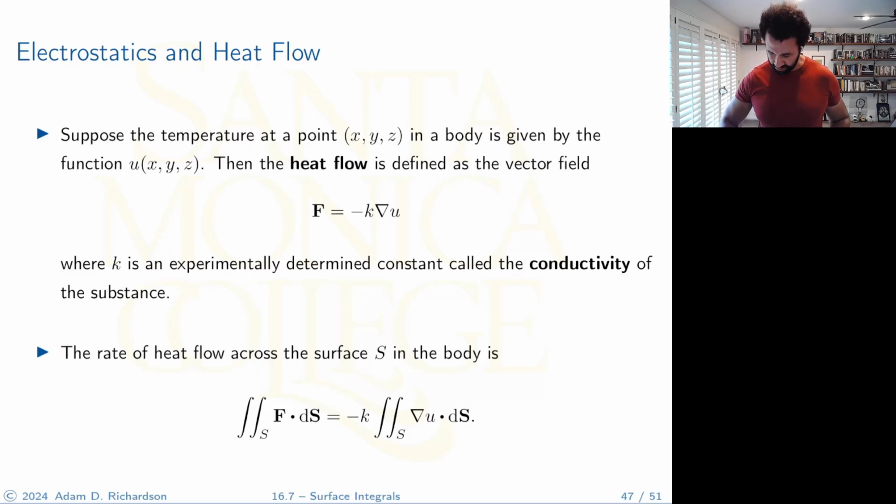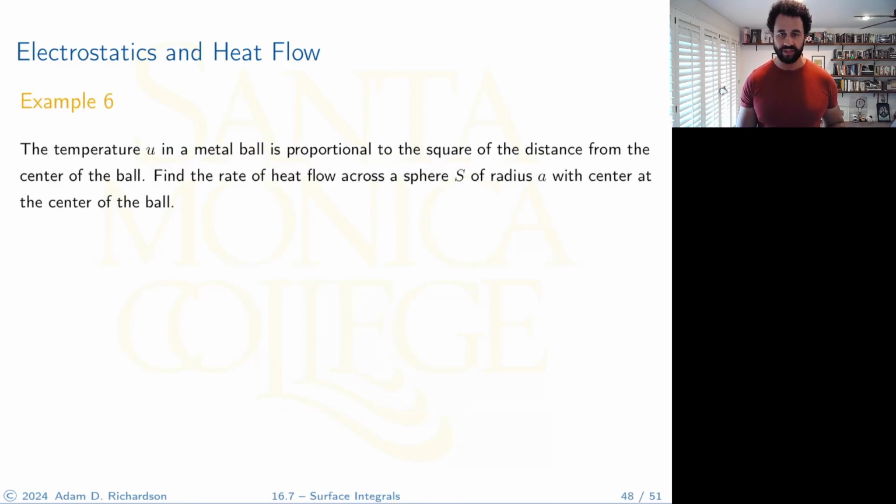All right, so just quick examples of electrostatics and heat flow. You'll explore them in more detail later. All right, so now let's try this example. You all can try this one on your own too. So here it is. The temperature U in a metal ball is proportional to the square of the distance from the center of the ball. Find the rate of heat flow across the sphere S of radius A with the center of the ball.